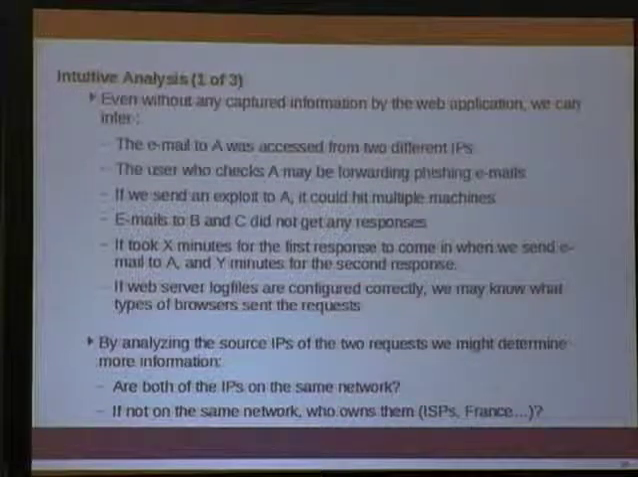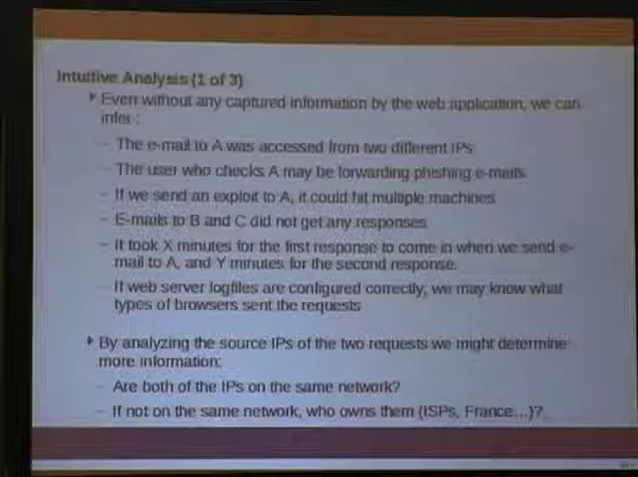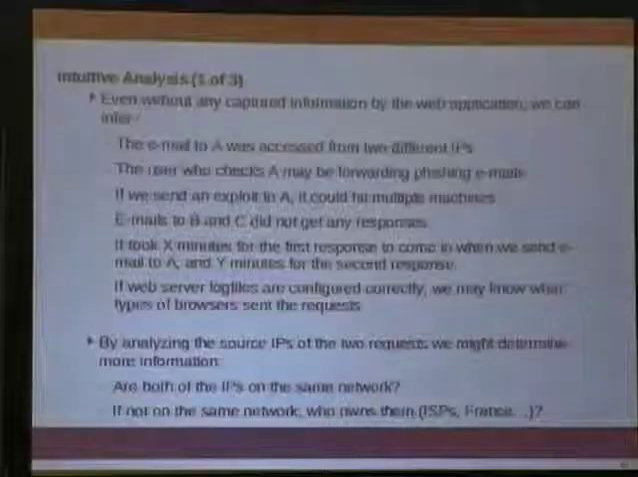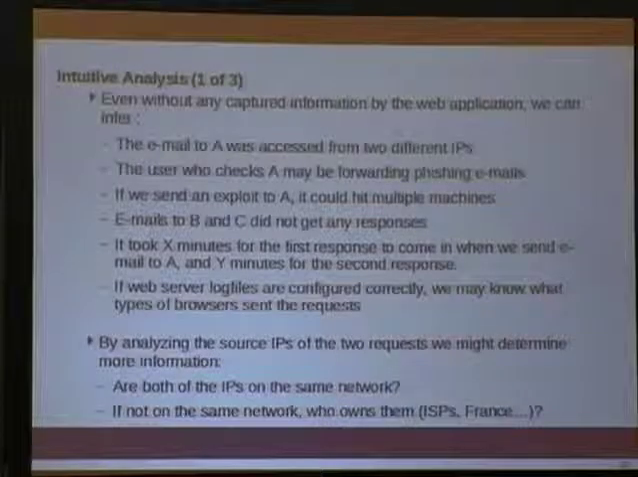By looking at the source IPs that we're getting requests from, we can start to figure other things out. If both our IPs are on the same network, we can probably guess whether or not this is a forwarded email or what's going on. If they're 2 separate networks, again, if it's one user checking from multiple locations, it's a little trickier. If they're not on the same network, though, who owns them? Are they owned by different ISPs? Are they owned by different companies? Are they owned by France? We don't know, but it could be useful.